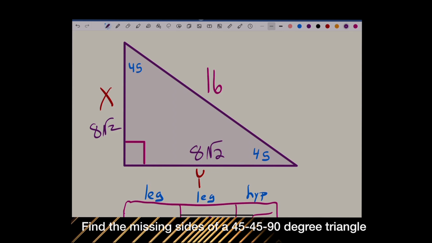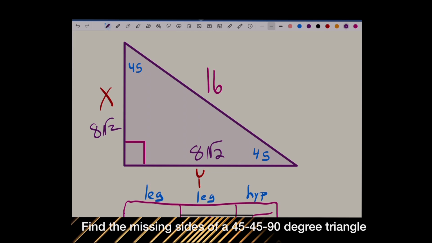So for your notes, if you want to put it in your notes, put this in your notes. To go from the hypotenuse to the leg in a 45, 45, 90, it's half of the hypotenuse times the square root of 2. And I'm not going to write that down because it doesn't always work.